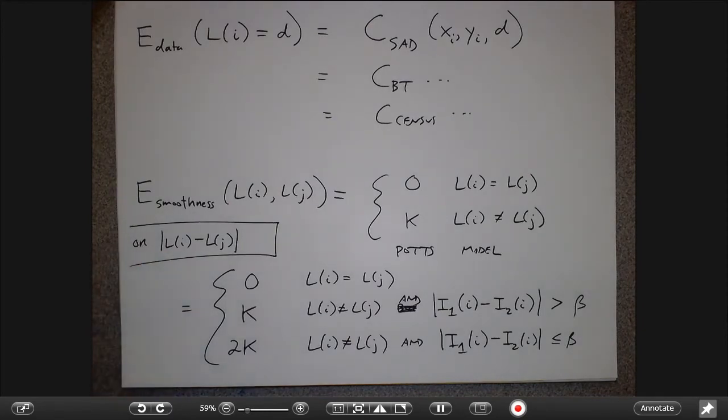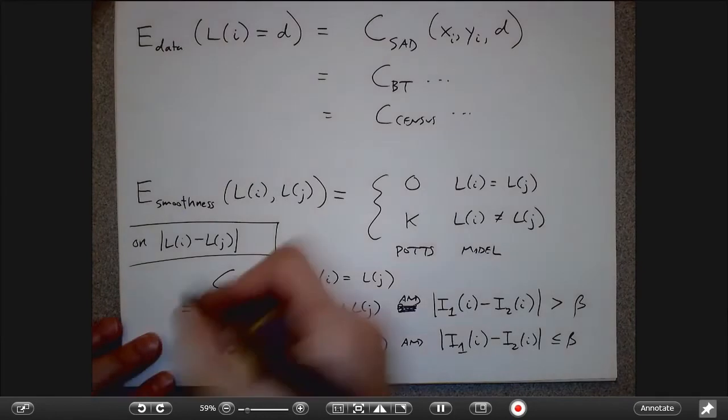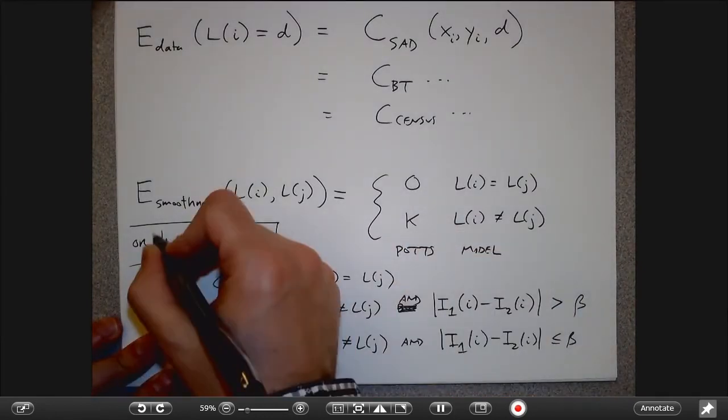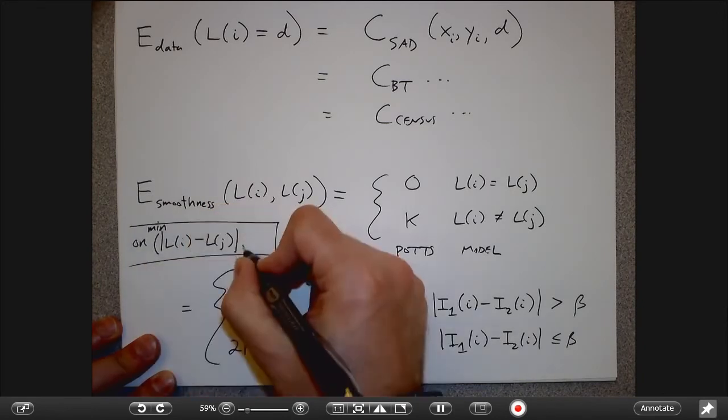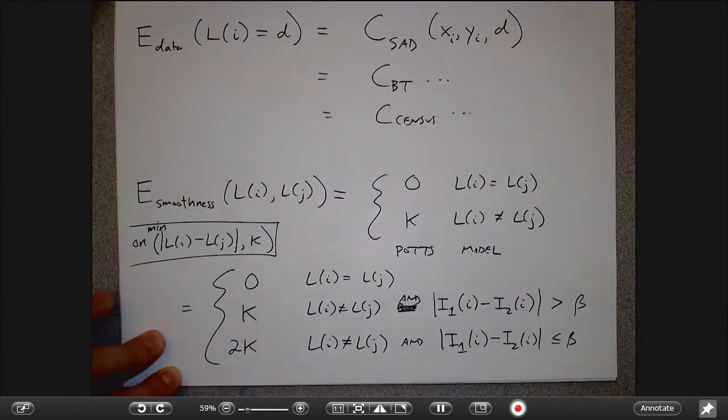Something like an absolute value would be along the lines of saying, okay, I'm now going to penalize how different your labels are, right? Which stands to reason. A label difference of disparity level 2 versus disparity level 3 is not as bad as disparity level 2 versus disparity level 12. So you could look at the absolute value, or you could look at the minimum of this absolute value and some maximum penalty.